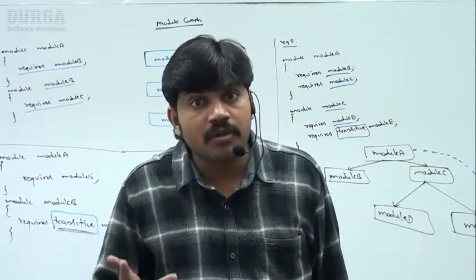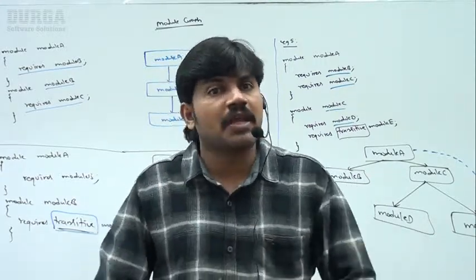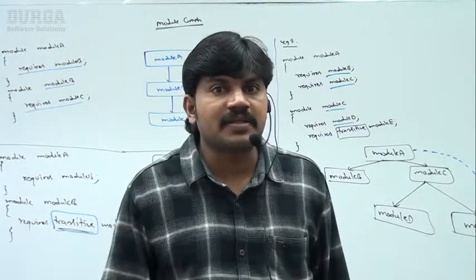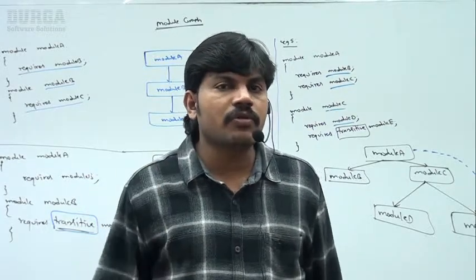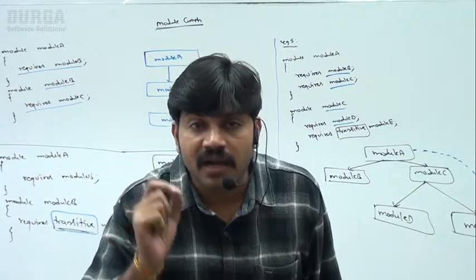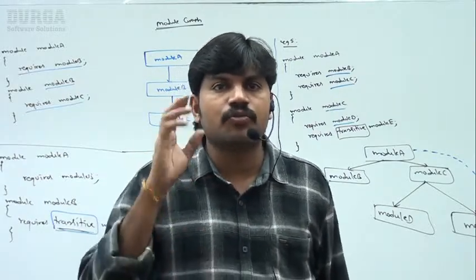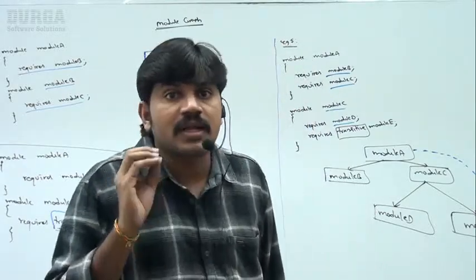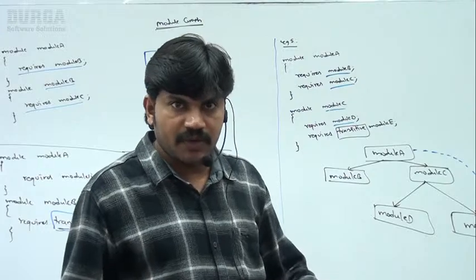Remember, in the module graph, two modules with the same name are not allowed. Cyclic dependencies are not allowed. Who is going to use this module graph? Do you know? The Java compiler and JVM will use the module graph to know the dependencies between the modules. Clear for all of it, okay?